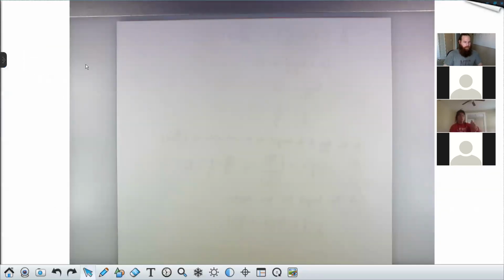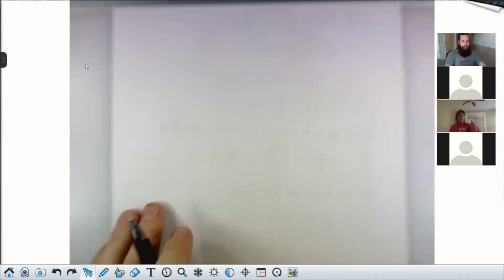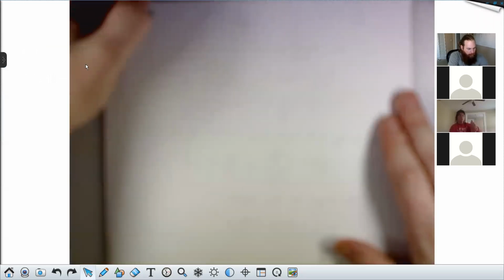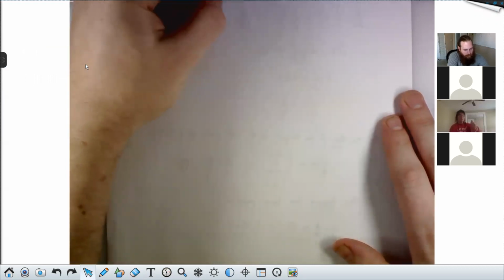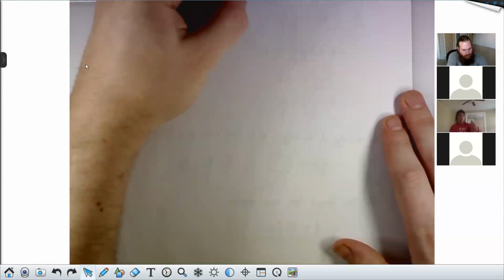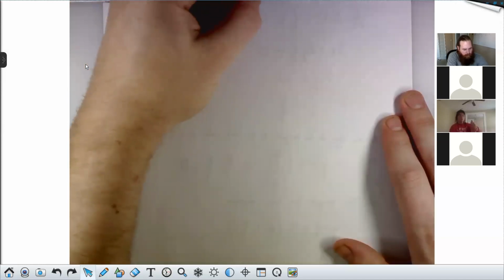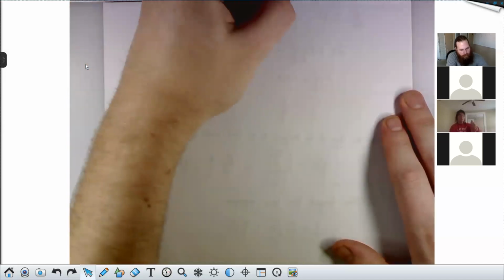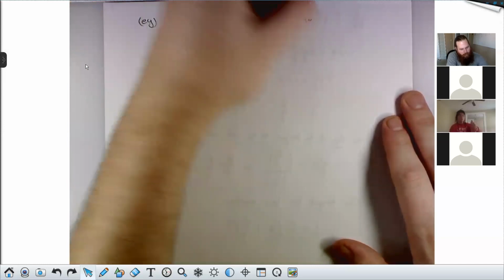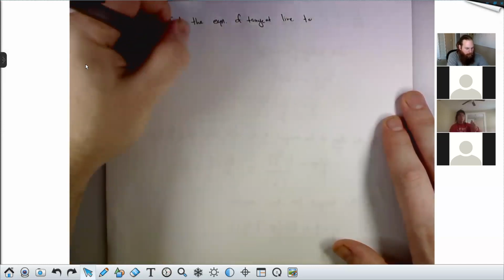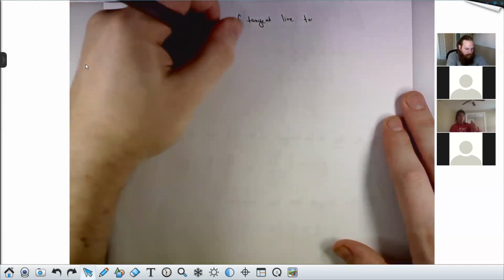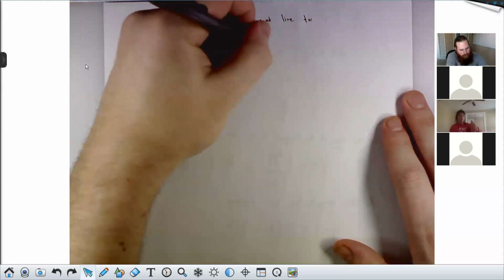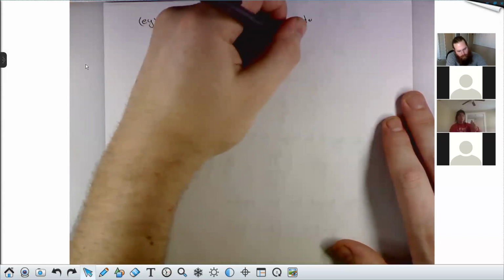So let me come back to my dot cam. And let's say find the equation of the tangent line to x cubed plus y cubed equals 6xy at the point 3, 3.